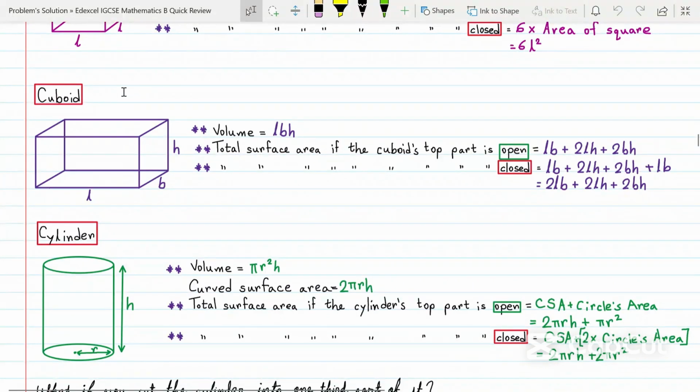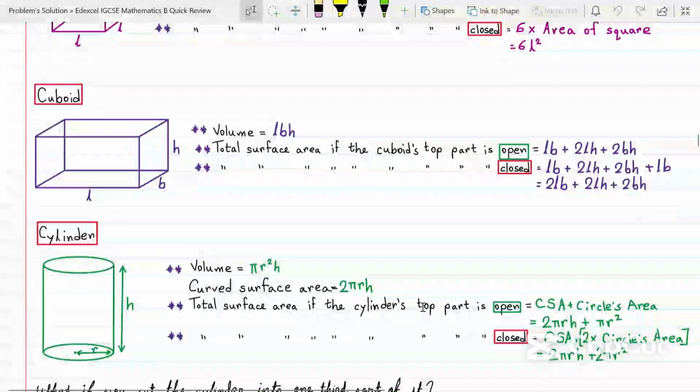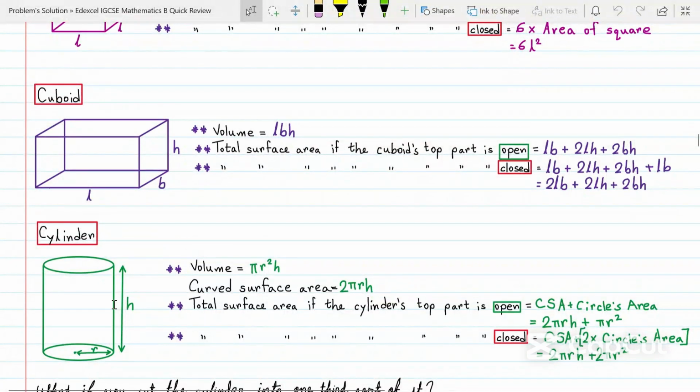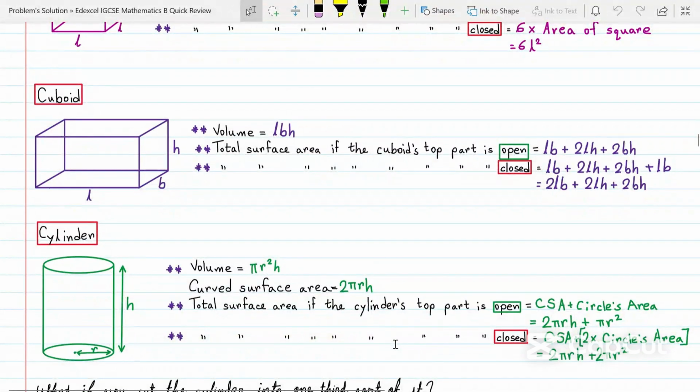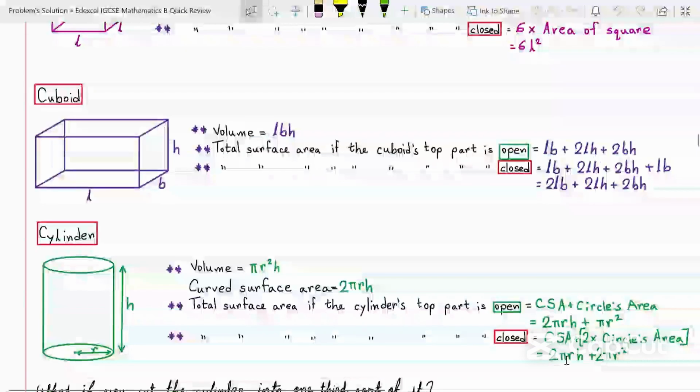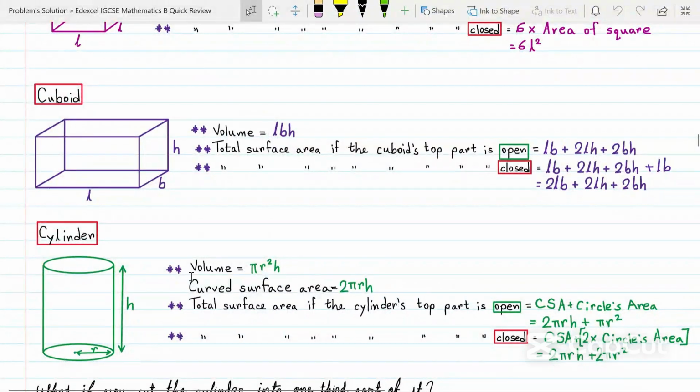And again, just like those first two 3D shapes, if you open the cylinder's top part, the total surface area is the curved surface area plus the downward circle's area. Therefore, 2 pi r h plus pi r square. And if you close the top part of the cylinder, the total surface area is the same as before plus one more pi r square. Therefore, 2 pi r h plus 2 pi r square.